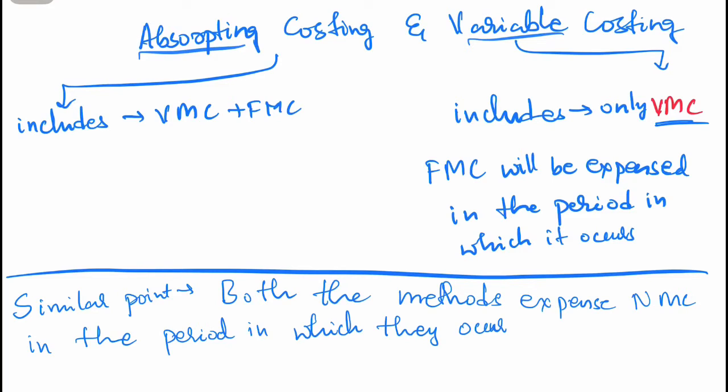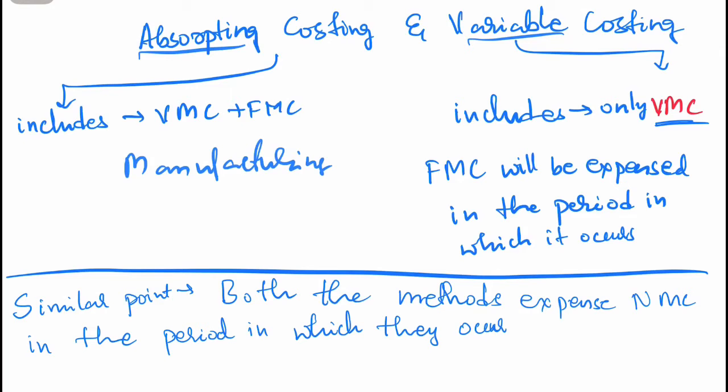But it is not the same in variable costing. In variable costing, only variable manufacturing costs will be included. How are we going to remember? Variable costing, variable manufacturing cost. Got it? But in absorption costing, absorption means it is going to absorb everything. So all the manufacturing costs, remember this, this is a very important topic, all the manufacturing costs should be absorbed.